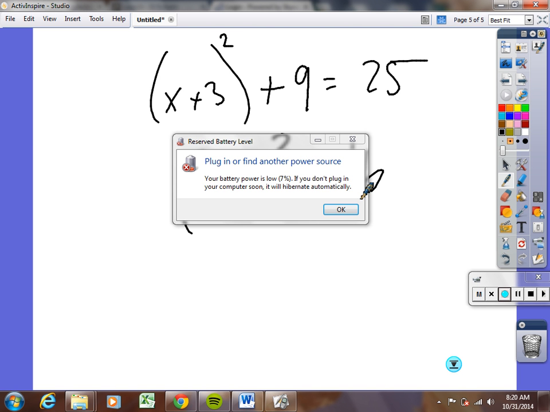Is x by itself? No. Then you subtract 3. So we're going to subtract the 3. So x equals negative 3 plus or minus 4. Is that my answer? What does that even mean? This is probably the first time you guys have ever seen this, correct?